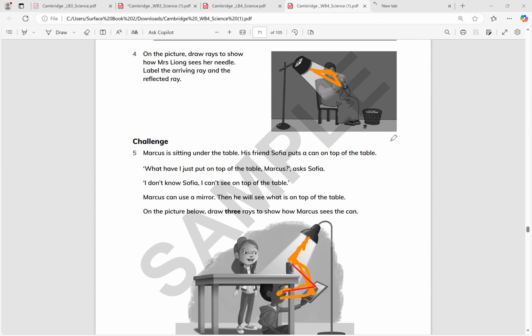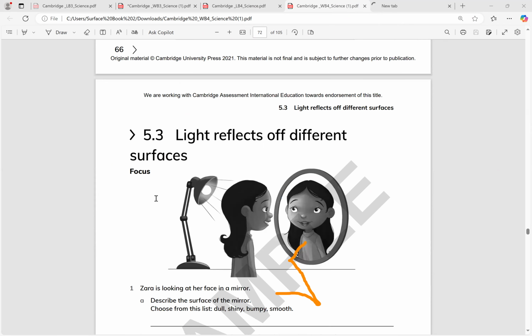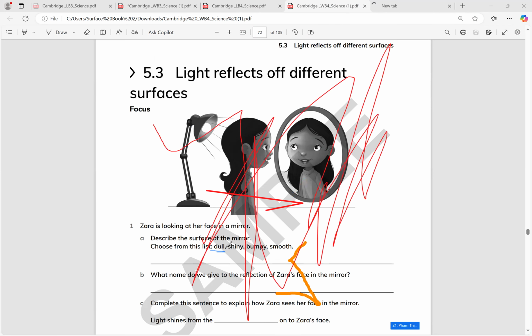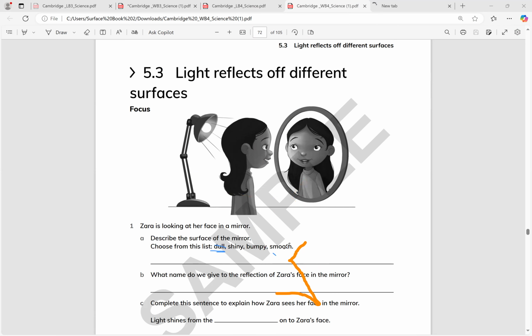So now, light reflects off of surfaces. So, Zara's looking at her face. Can anybody tell me the surface of the mirror? Is it dull, shiny, bumpy, or smooth? Is it dull? No, it's smooth. Yes, it is smooth. Is it shiny? Yes.